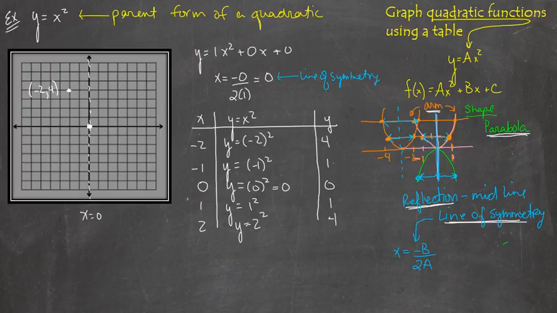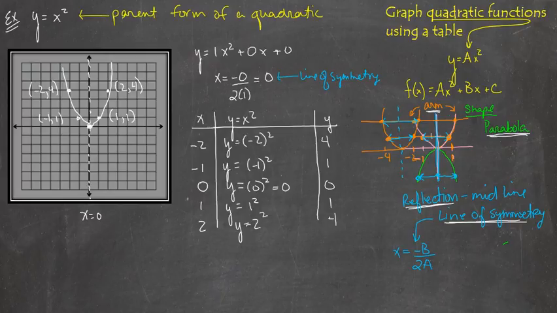-1 input leads to 1 output, -1, and 1. And then on the other side, the input of 1 leads to the output of 1, and the input of 2 leads to the output of 4. So I have 2, 4, and 1, 1. And if I connect these, I get the parabolic curve.